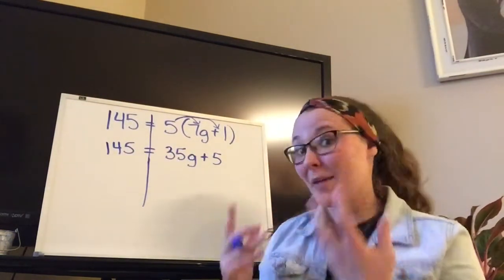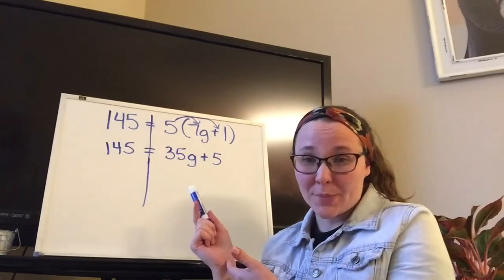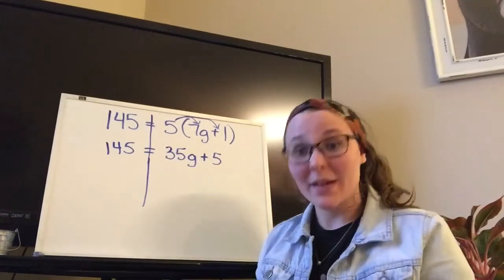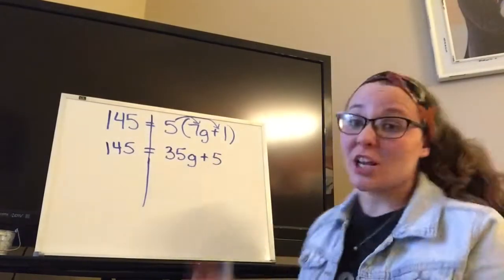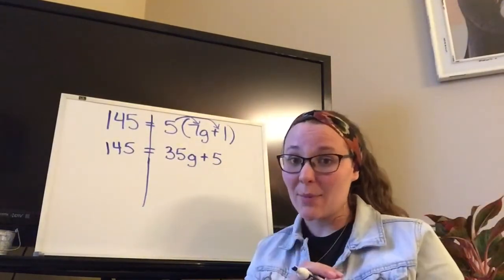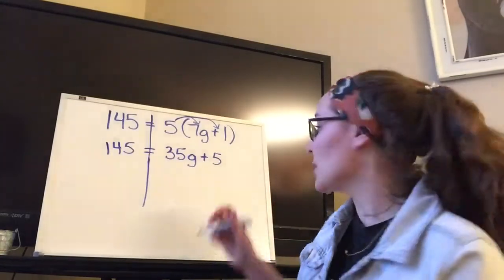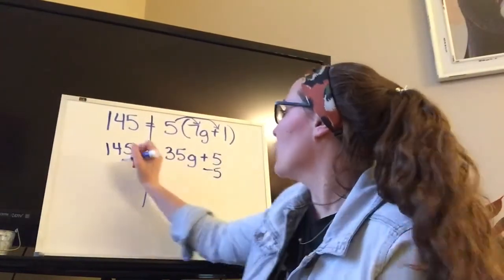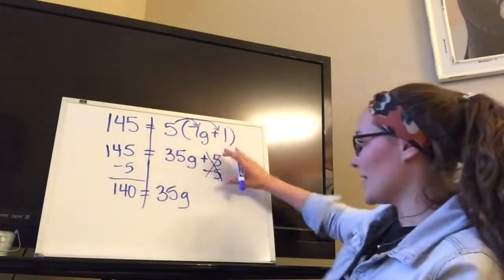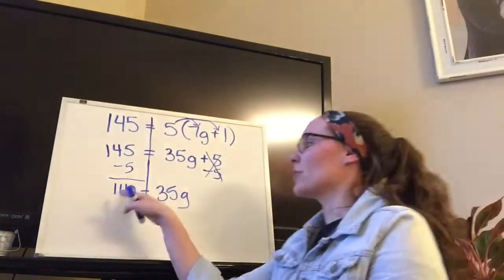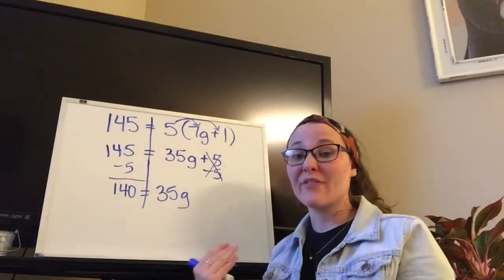So my next step, combining like terms. Do I have any like terms to combine? No. So then my next step, undoing any addition or subtraction. I see addition, so to undo addition, the inverse operation of addition is subtraction. So I'm going to subtract 5 from both sides. Once I subtract 5 from both sides, the 5 cancels out, and I'm left with 140 equals 35g.